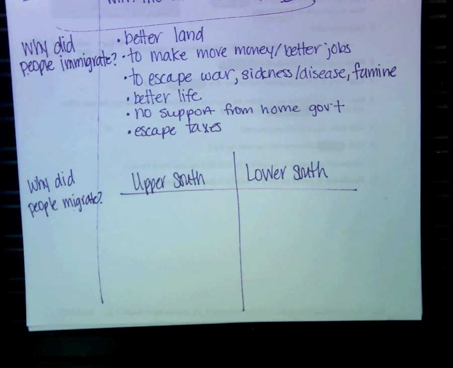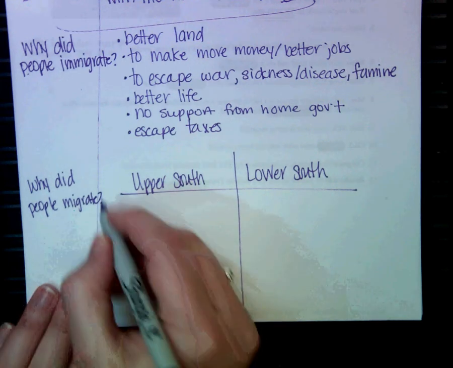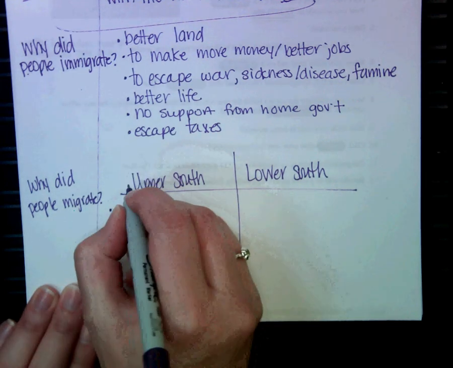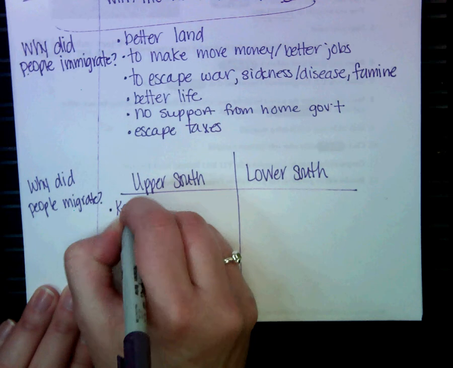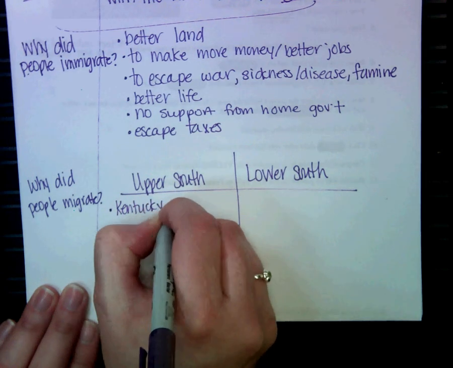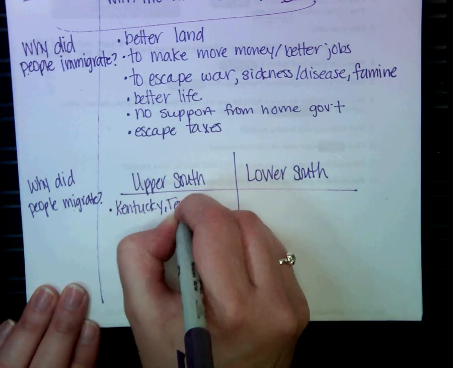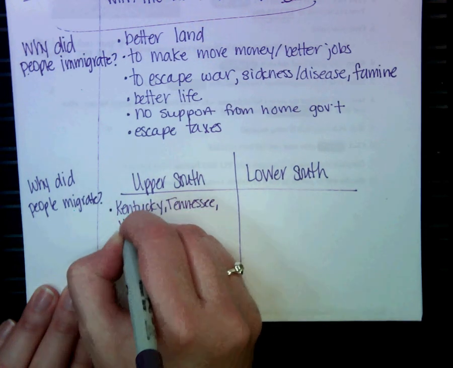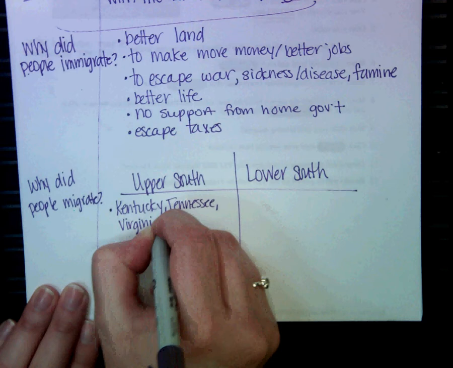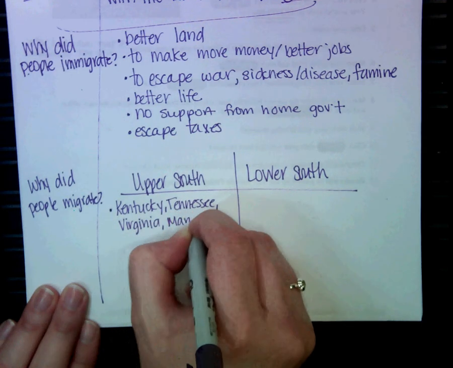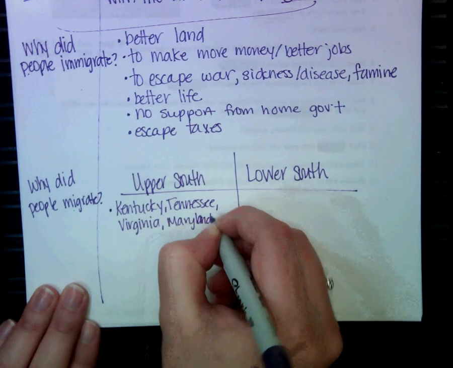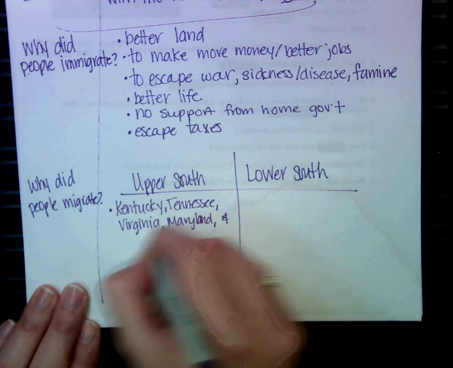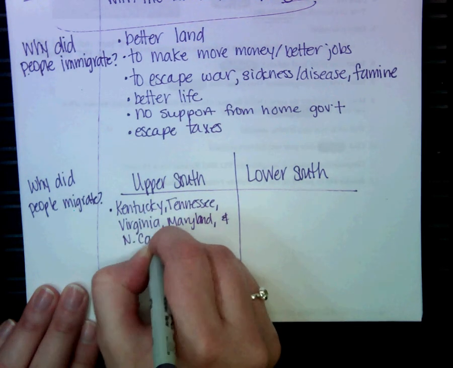Okay, so we have the Upper South and Lower South. Let's write the states that include the Upper South. The Upper South states are Kentucky, Michigan, Tennessee, Virginia, Maryland, and North Carolina.